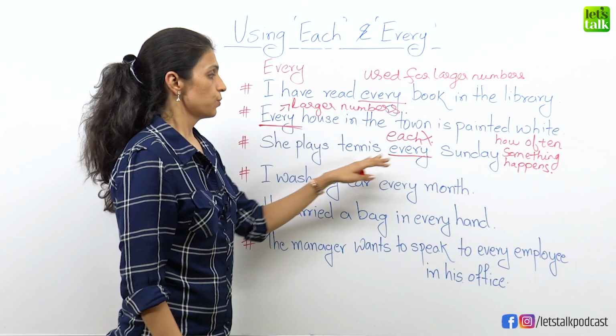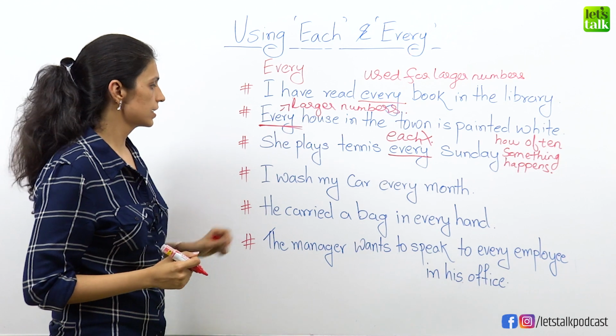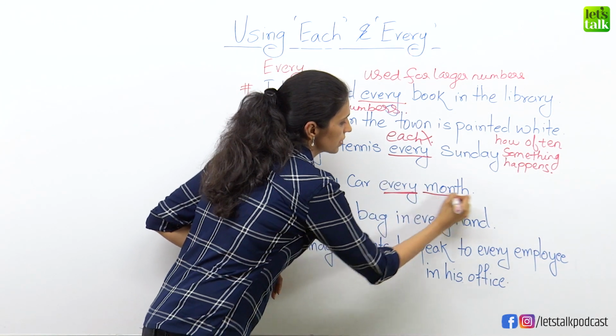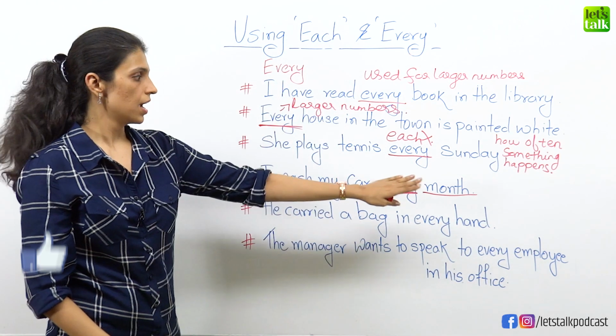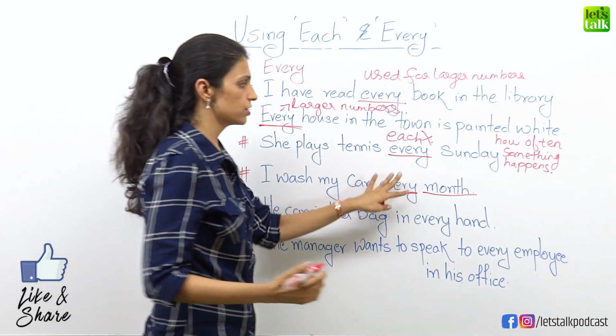Okay, so when you talk about frequency, friends, remember to use every. Like in my next sentence, I wash my car every month. Here I am telling you how often I wash my car, every month. I am stating a frequency, so please use every.